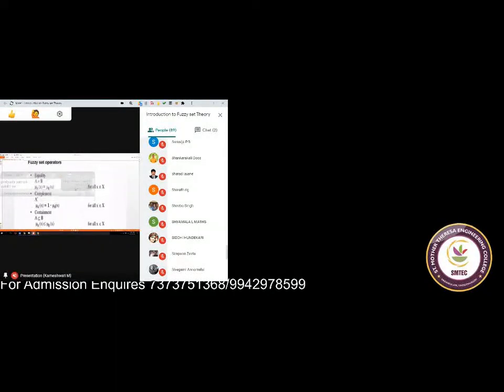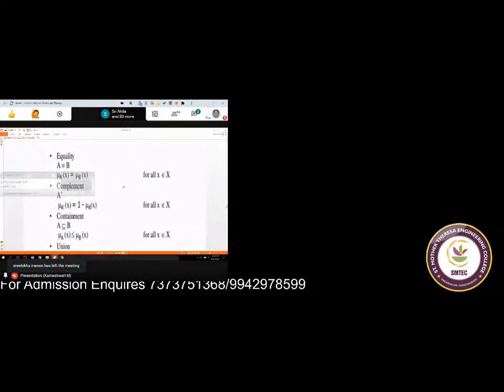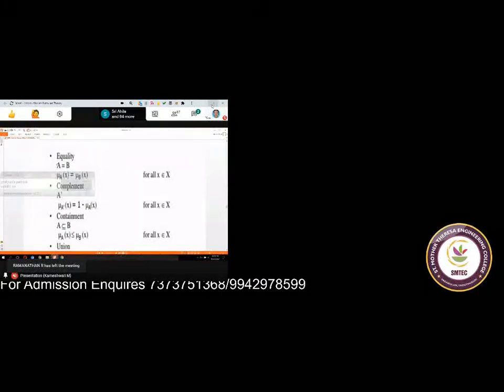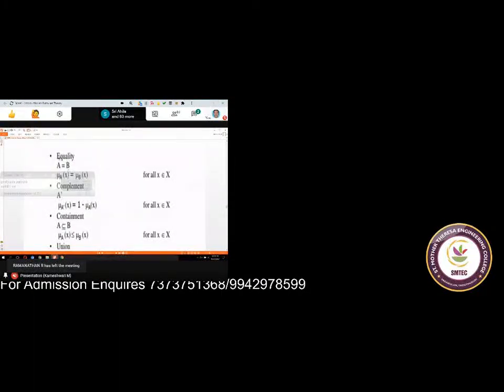Now, fuzzy set operations. Already we have seen the basic operations such as union, intersection, and complement in the crisp background. Now we are going to see it in the fuzzy background. Let us start with equality. This is the crisp set, mu A is equal to mu B. Crisp set means property set. This is our universal set. X is our universal set. This is the property set. When two property sets are equal, then the membership collection will also be equal.